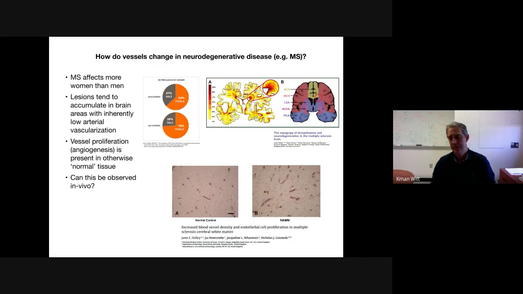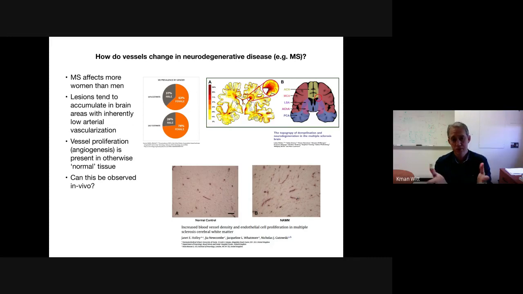So here, for example, is a slide of tissue taken from otherwise normal appearing white matter in an MS patient, and more or less the same area taken from a normal control. You can see there are more blood vessels in the multiple sclerosis brain compared to the normal control. So we have two lines of evidence here. We have the vascular watershed, which is the accumulation of lesions in areas of low arterial supply. And we have this apparent angiogenesis, or this boost of blood vessels in areas outside of the lesion.